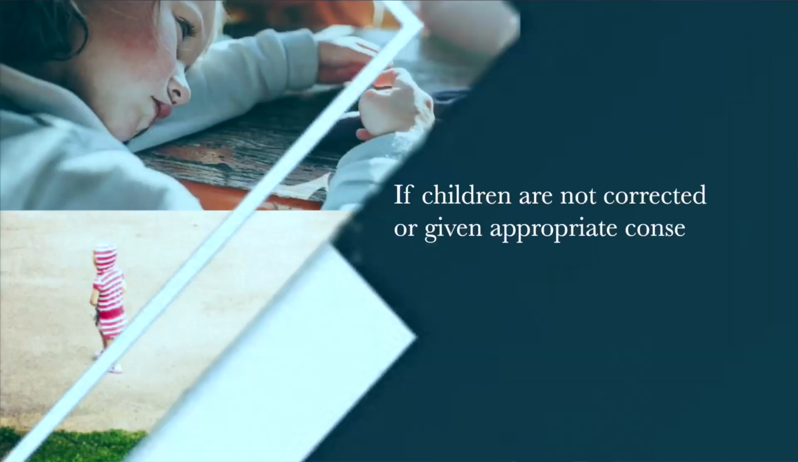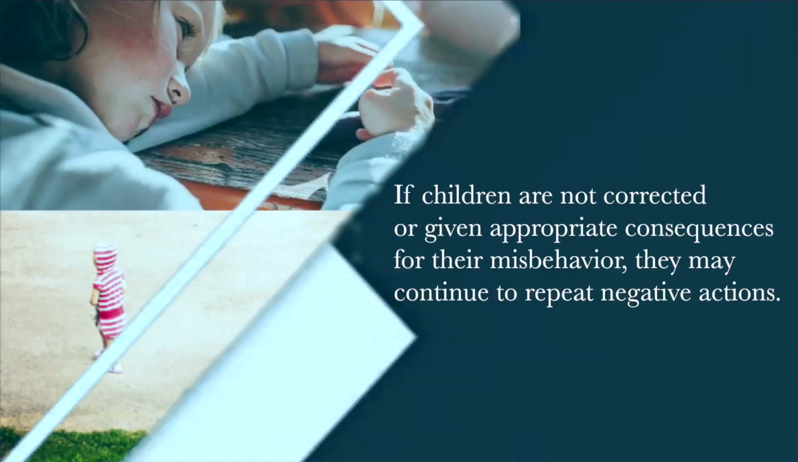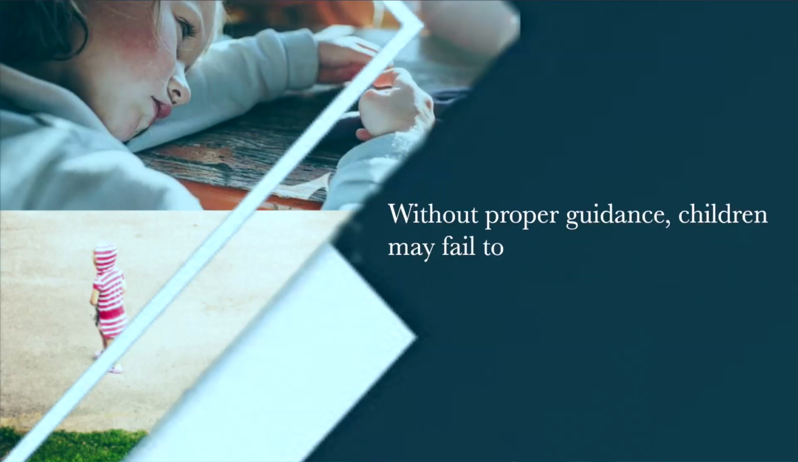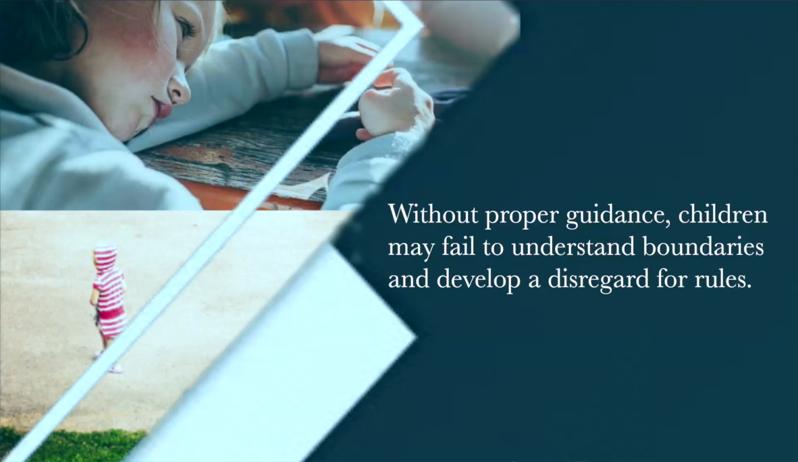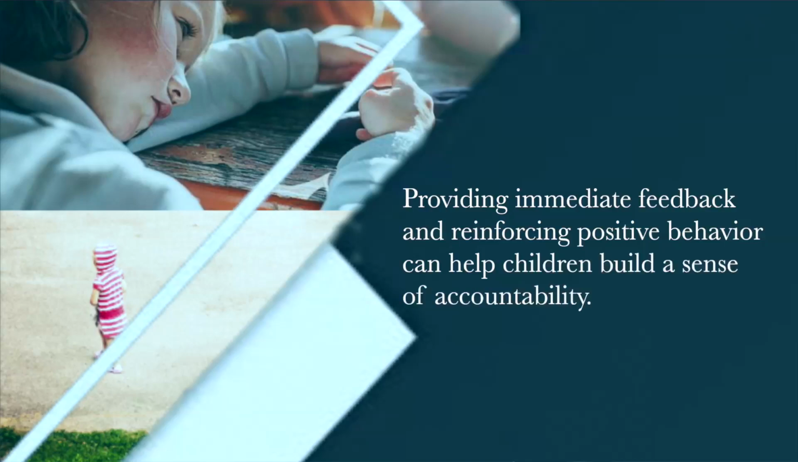Secondly, if children are not corrected or given appropriate consequences for their misbehavior, they may continue to repeat negative actions. Without proper guidance, children may fail to understand boundaries and develop a disregard for rules. Providing immediate feedback and reinforcing positive behavior can help children build a sense of accountability.